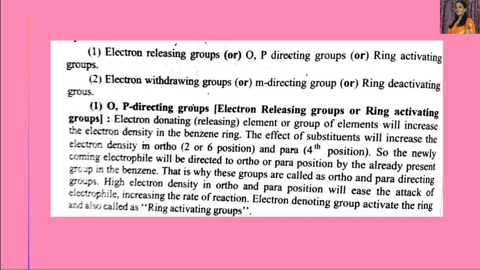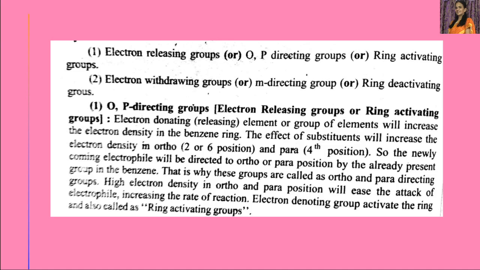The newly coming electrophile is a positively charged or electron deficient species, we know. Therefore, it has to go to these positions only, that is ortho and para positions. Because of this, they decide the position of the incoming electrophile, and at the same time, as they release or donate electrons, the rate of the reaction increases. These groups are also called ring activating groups.